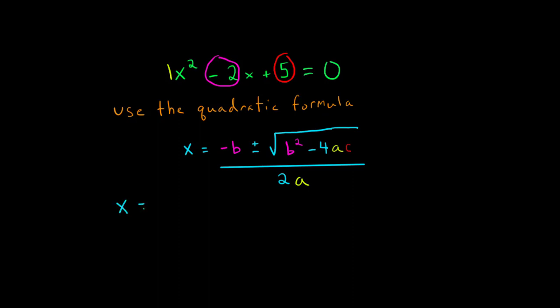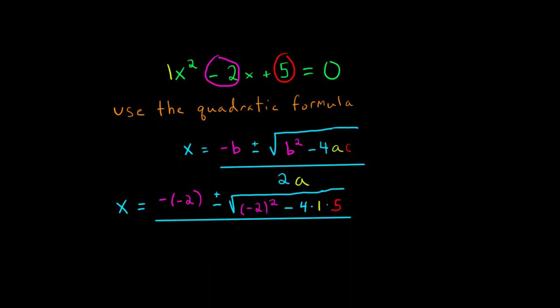And so then we're going to plug those coefficients in, and we get x equals negative 2. That's going to become positive, obviously, plus or minus the square root of negative 2 squared minus 4 times 1 times 5. I'm going to try to keep my color coding consistent through all this. All over 2 times 1.